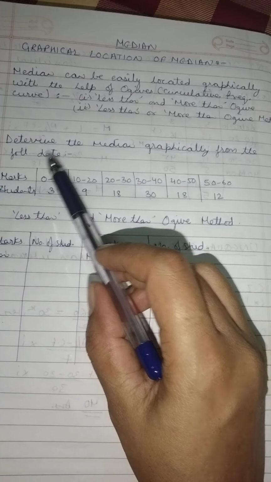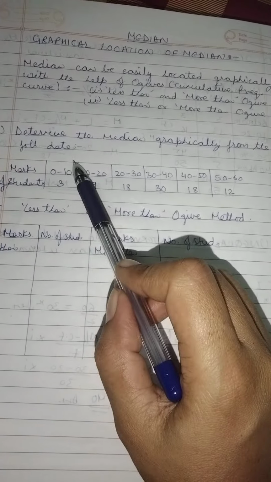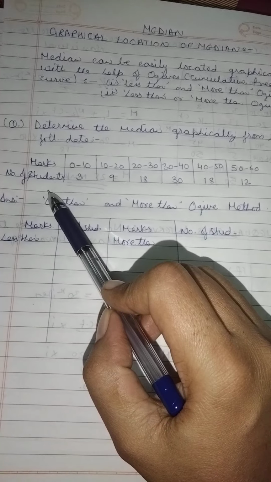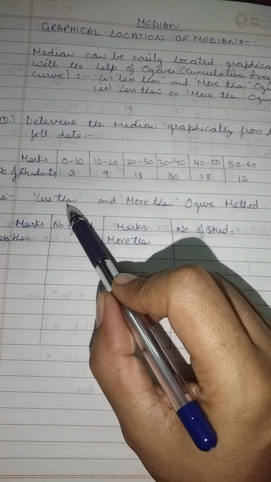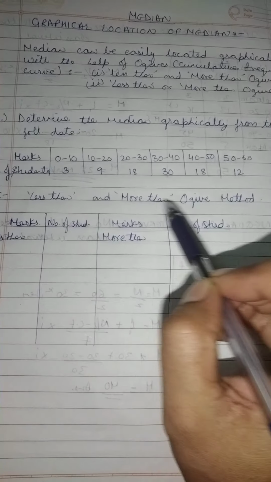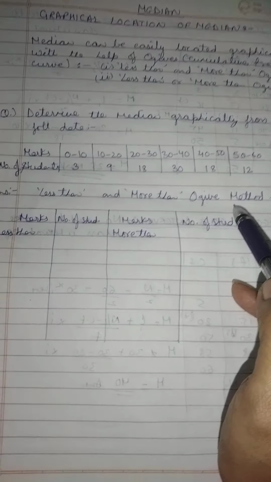So the first question is, determine the median graphically from the following data. Marks is given and number of students is given. We are using the first method, that is less than and more than ogive together. Now we have to convert this simple frequency distribution table into a cumulative frequency table.